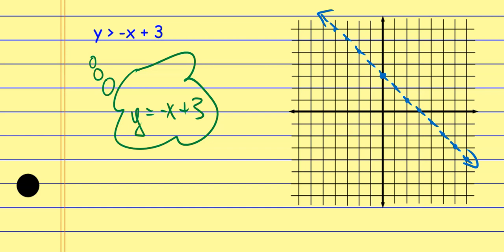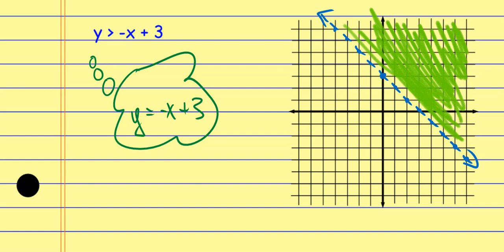And now I just need to decide, do I shade above this line or below this line? Well, look at the format. It says y is greater than, so I want to shade above the line, so I can shade that up here, okay? And again, that was without testing a point. Based on the format, I can go ahead and shade over here, all right?